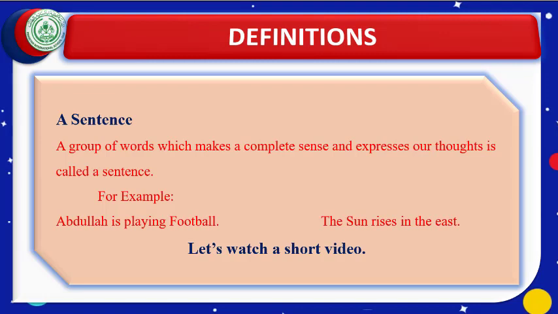What is a sentence? A group of words which makes a complete sense and expresses our thoughts is called a sentence. Examples are given. Abdullah is playing football. The sun rises in the east. Both of these sentences are groups of words. That is why they are called sentences.